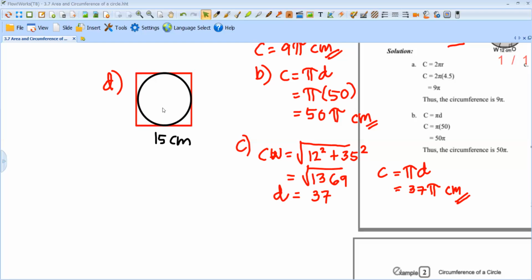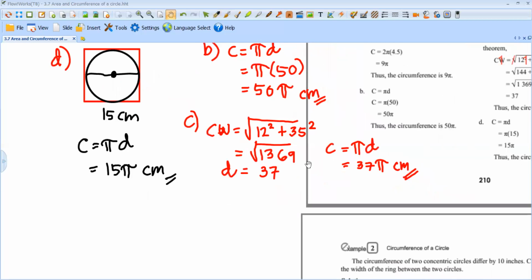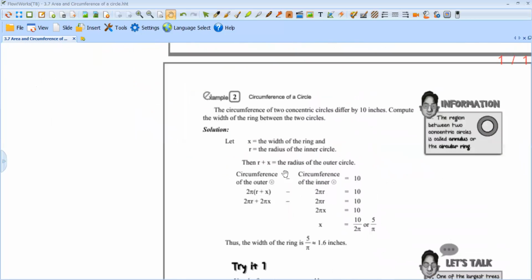So it means that the diameter is also 15 centimeters, right? So we can now get the circumference of the circle. So this is also the same as that, right? That's the diameter. So C is equal to pi d. So 15 times pi, so 15 pi centimeters. Clear? This is a little bit easy. So let's go to number 2.